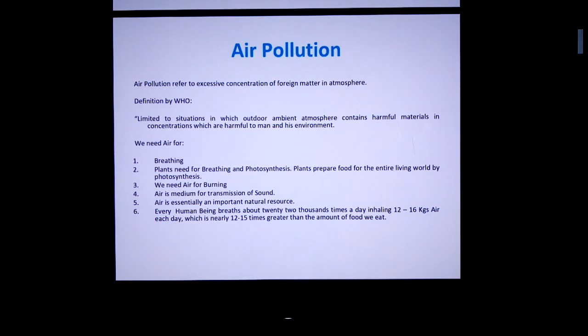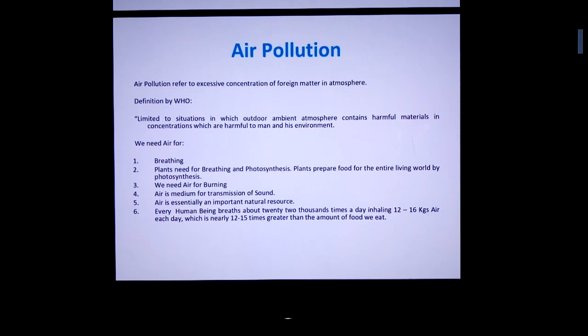Air also is a medium for transmission of sound. Imagine in space, sound will not travel. So for the sound to travel, a medium is required. Which is the important medium here? Air is a medium through which sound transmission is done. So air is essentially an important natural resource.